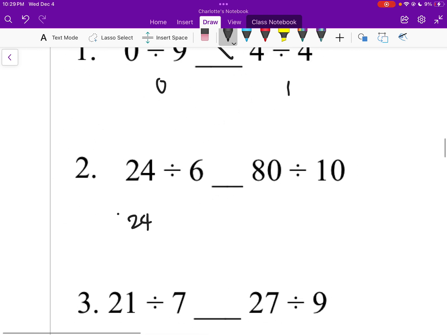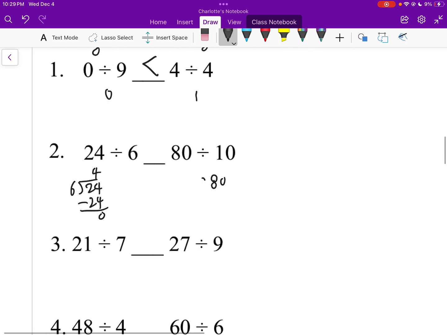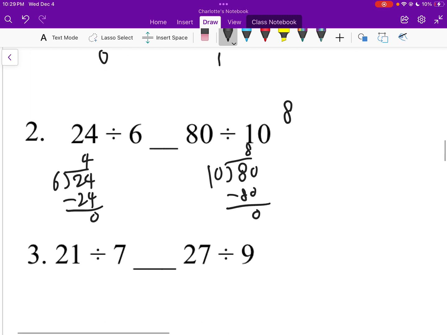24 divided by 6 is 4, because 6 times 4 is 24. 24 and subtract it, 0. And 80 divided by 10 is 8, because 10 times 8 is 80. So subtract it. And so the quotient is 8 here and the quotient is 4 here. So 80 divided by 10 is greater.